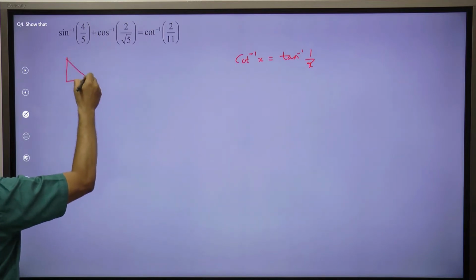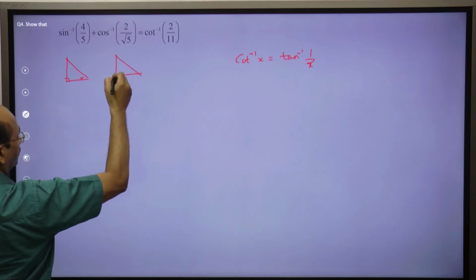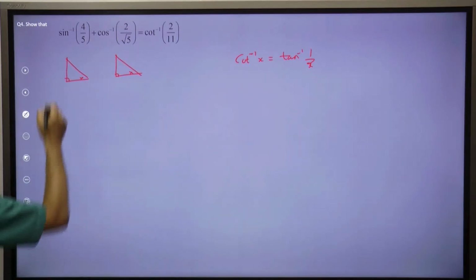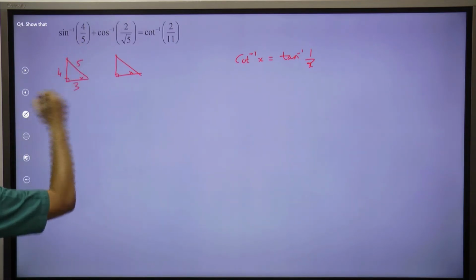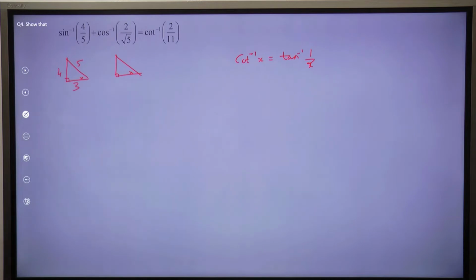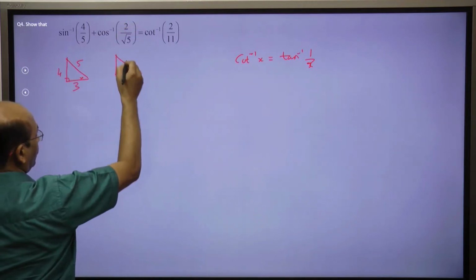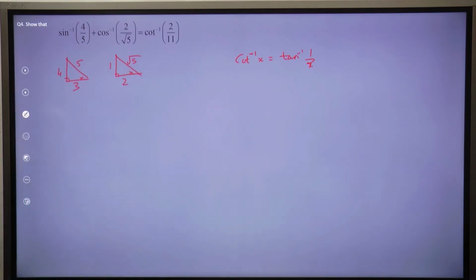How? Drawing a right angle triangle, theta I am talking about. This is a separate one because the ratios are different there. So let us talk about the sine is opposite upon hypotenuse, 4 by 5. So this is nothing but Pythagoras theorem, that is 3. Similarly here it is 2 by root 5, it is adjacent upon hypotenuse, so I believe the opposite is 1. So once you have the Pythagorean triplet, it's very easy to convert.